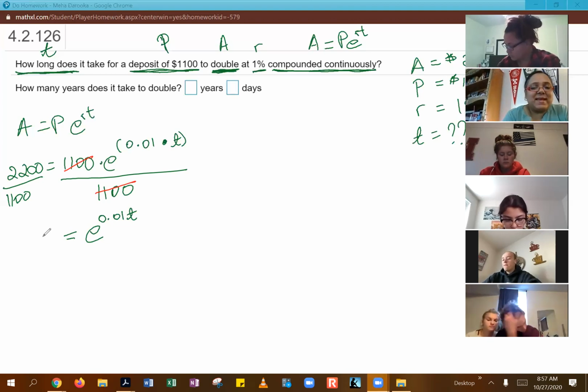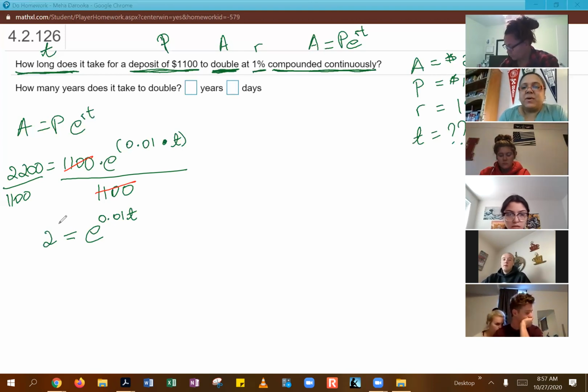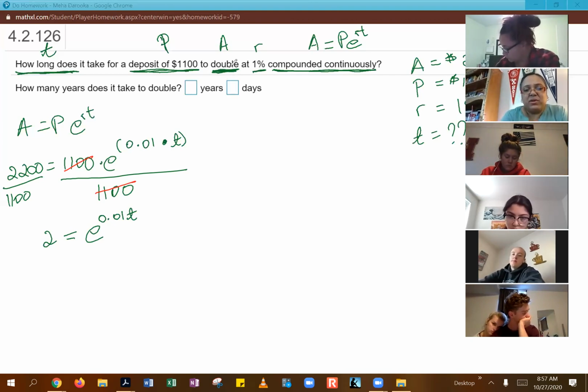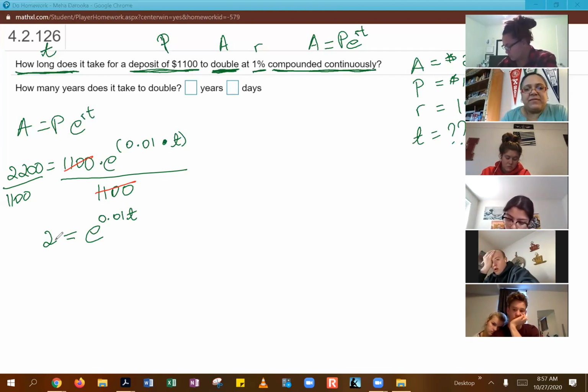Yeah, very nice, Kalia Dalton. Because you're dividing, 1,100 goes into 2,200 two times. So it's actually kind of neat: when they tell you that your dollar amount is going to double, that's again a good way to see that you will get 2 on the left-hand side.